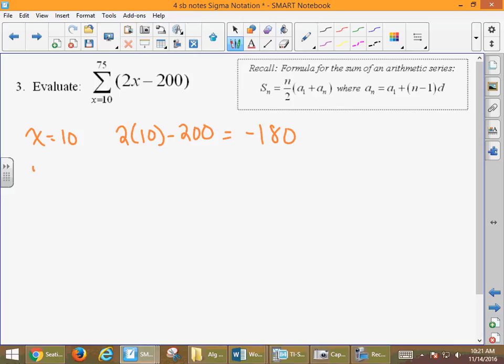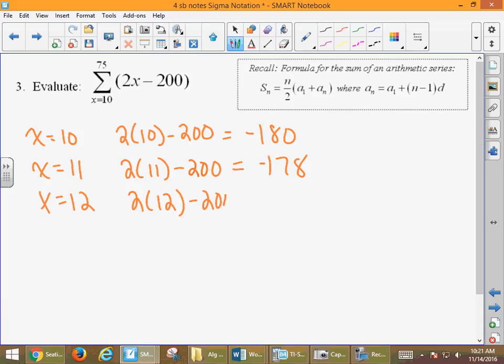And we can look at x equals 11. 10 is our first value that we're going to look at. Our first term, the 10th term in this sequence, is going to be negative 180. Well, we put 11 back into our function. 2 times 11 minus 200 gives us negative 178. We can do 2 times 12 minus 200, and again, I have typed them in ahead of time so that I don't have to type them in on the screen up here, to get negative 176.